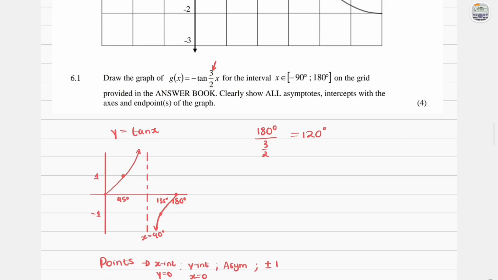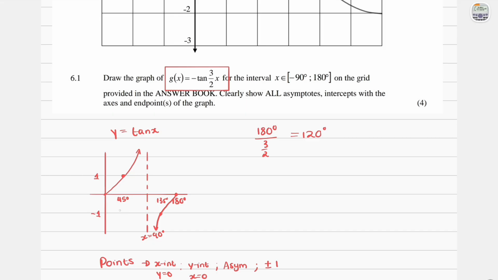Then the next point that would be important would be at 45 degrees. Something happens at 45 degrees. The y value of tan x at 45 degrees is 1. Now for this graph, g of x, which we can clearly see has a negative in front of tan, it will not be at 1 anymore. Since we have a negative in front of tan, that means that the y values of this graph get multiplied by -1. And so it will not have that y value of 1 at 45 degrees. Its y value would be -1.